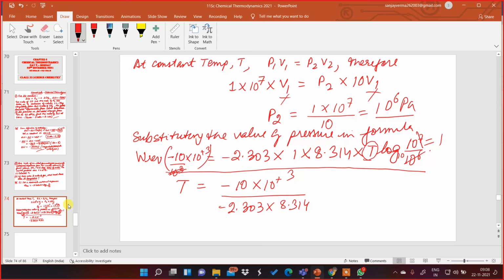Upon simplification, I am using a calculator, so I will get approximately the temperature. Minus will cancel, so 10 to the power of 3 into 10 is 10 to the power of 4. 10 to the power of 4 divided by 2.303 divided by 8.314. I'll get approximately 523 Kelvin. This is the temperature, but this is not yet the final answer.